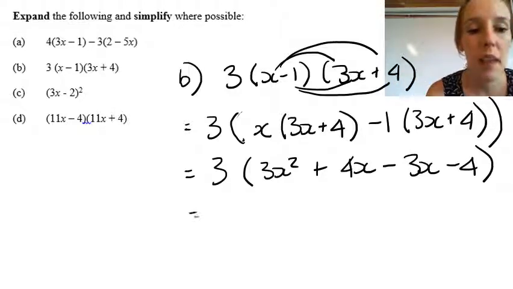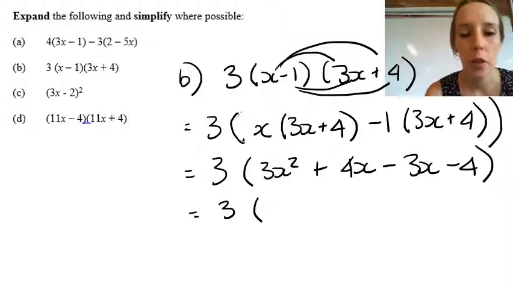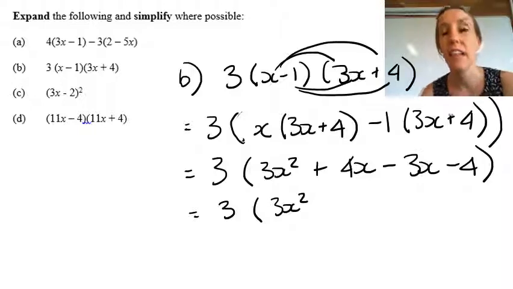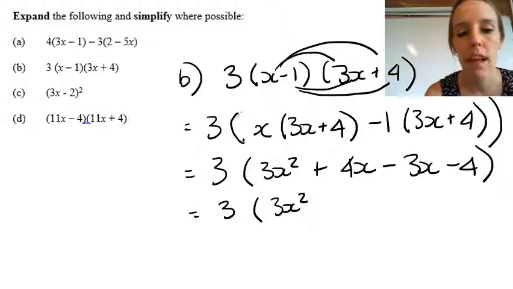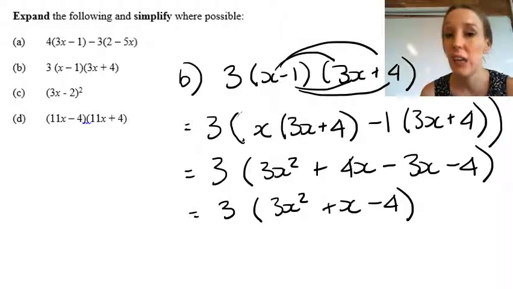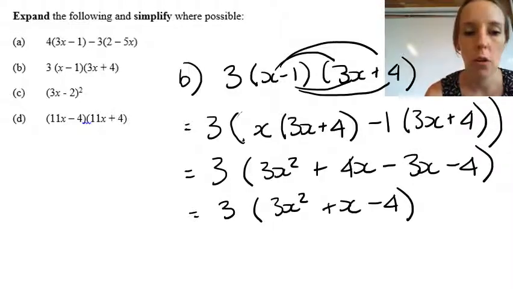I can simplify that because I've got a few like terms. So my 3x squared is by itself, there's no like term, but my 4x and my 3x are like terms. So 4x take 3x is going to leave me with 1x, and take 4. So I can't do anything further because x squared and x aren't like terms, because even though they're the same variable, they're not to the same power, so they're not like terms.